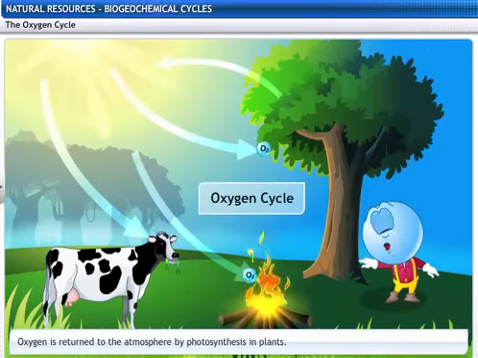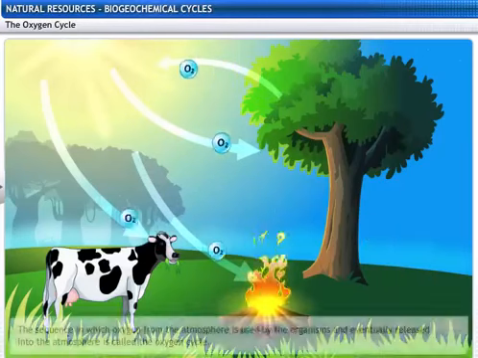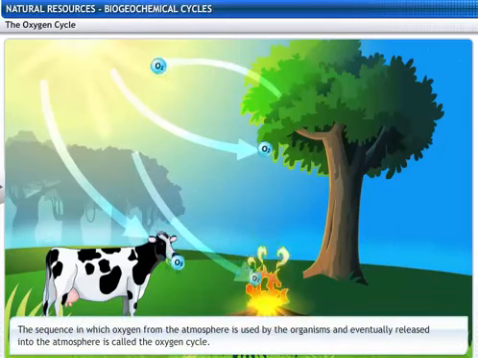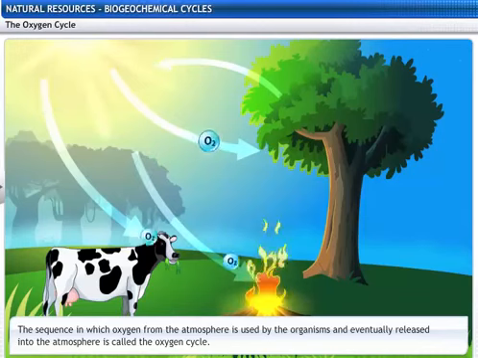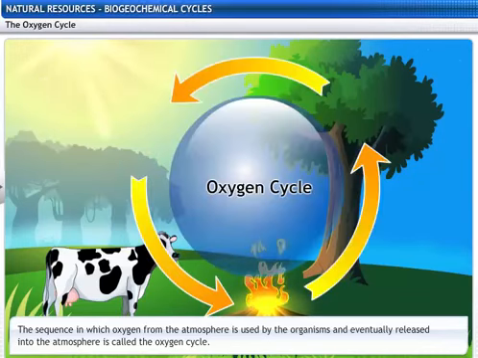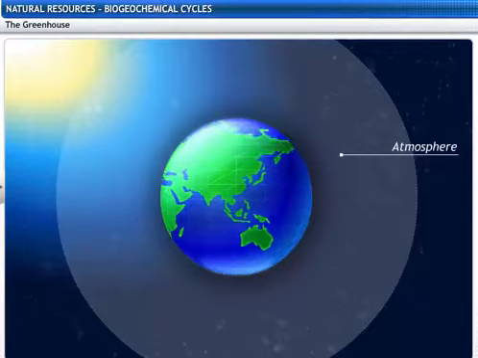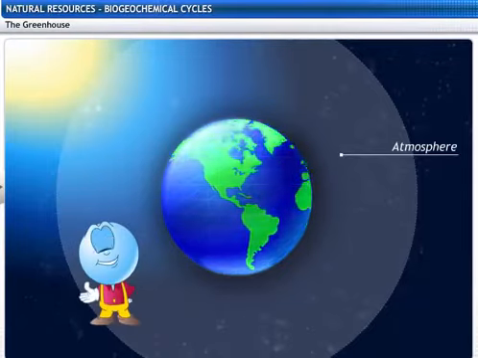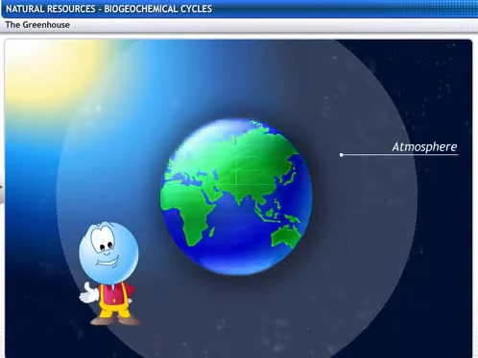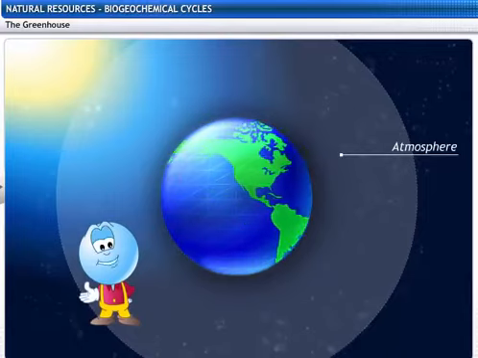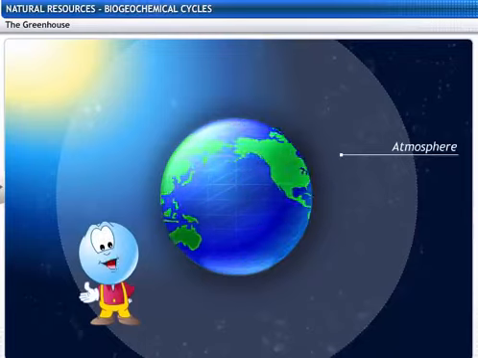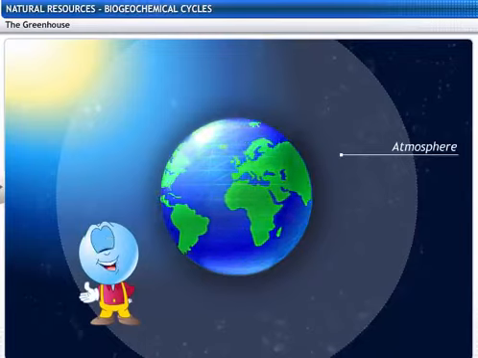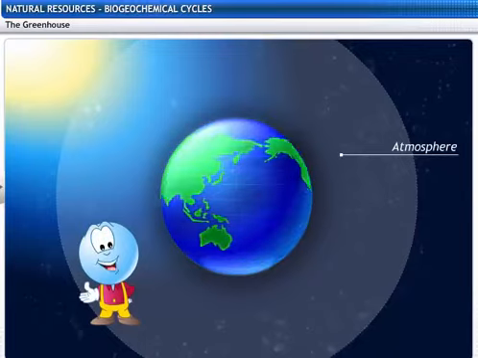Here's another look at the oxygen cycle. The sequence in which oxygen from the atmosphere is used by the organisms and eventually released into the atmosphere is called the oxygen cycle. We have already seen how biogeochemical cycles maintain balance in the biosphere. There are other processes that stabilize temperature on the Earth. Let's explore this a little.